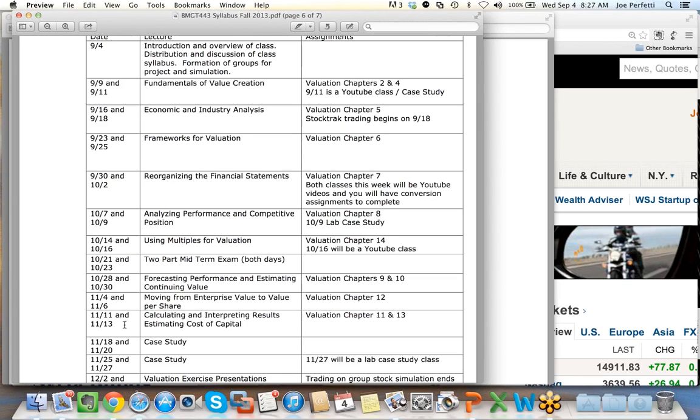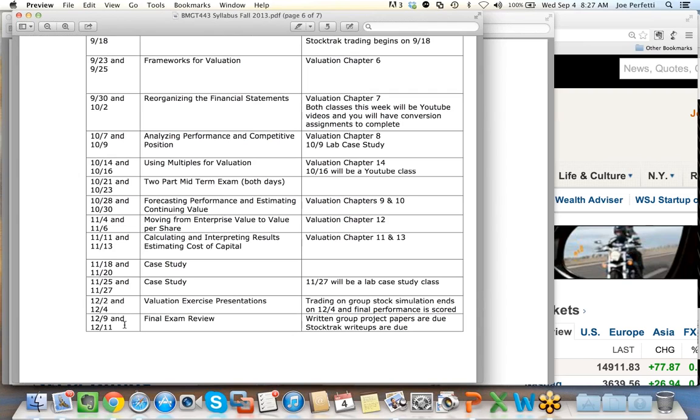What we'll then do is, starting the week of November 18th, take the model that we built and build it using a real world company. So for example, in past semesters, I think we used Best Buy or Costco as a company that we'll all build the model using and value them using real world data. Then we'll use the model to value other companies.